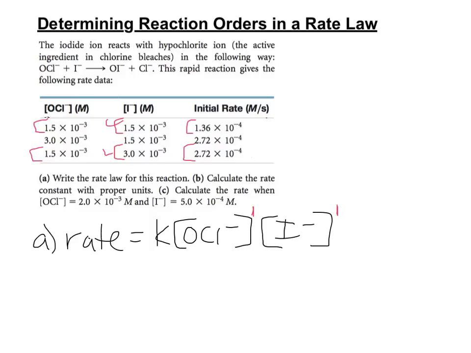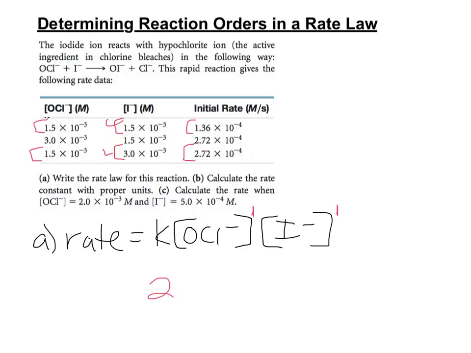So the rate law is what we have here below. We don't have to write the ones as superscripts, but we can right now just for demonstration purposes. And the overall rate law order would be 2. It was the 1 plus the 1.